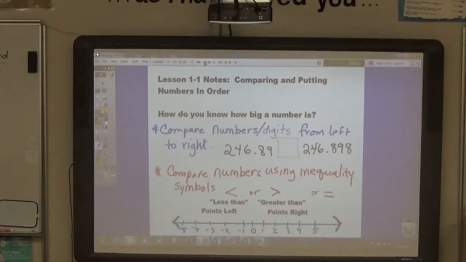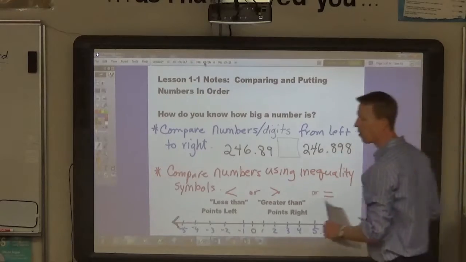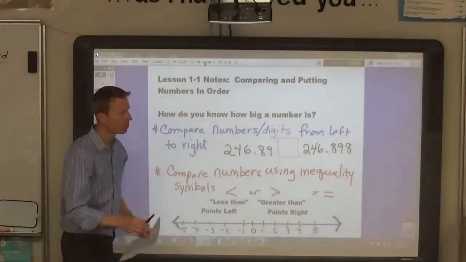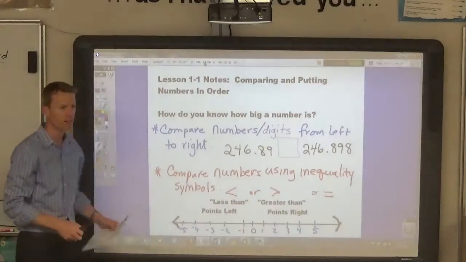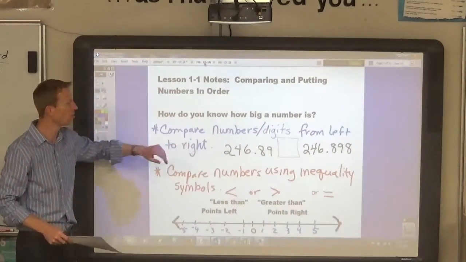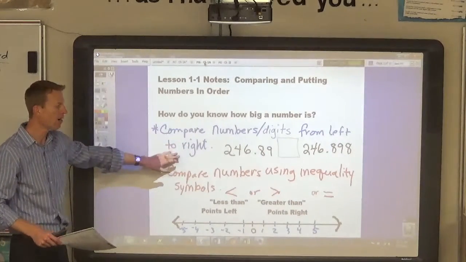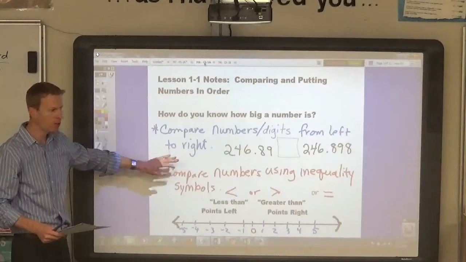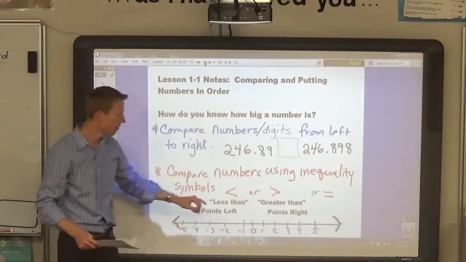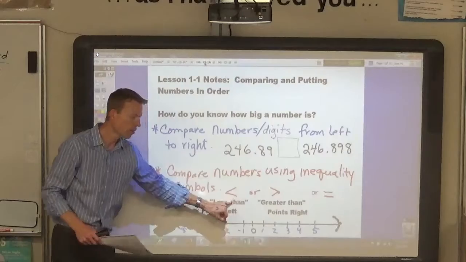Okay, sixth graders, we're at the end of the chapter, chapter 1. And so let's go through a review of what we've learned about in chapter 1. Starting with lesson 1-1, way back the first week of school, we talked about comparing numbers and using the symbols greater than, less than, or equal to.